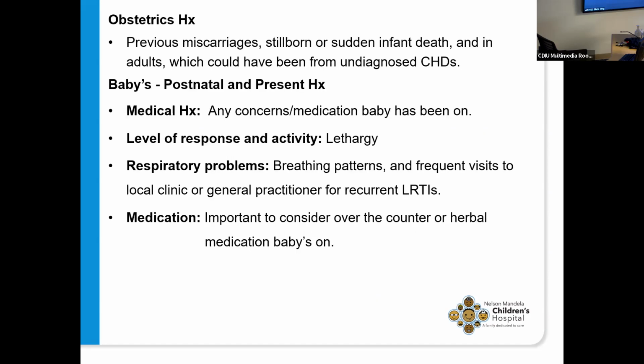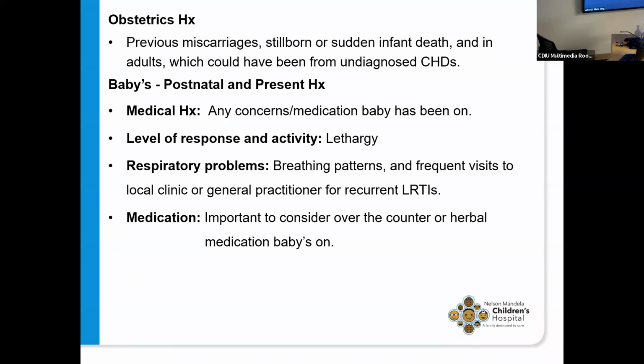And then the obstetrics history, we should find out if mom had previous miscarriages or stillborns or sudden infant death. Also, if maybe there was an adult who passed away unknowingly, this could be from undiagnosed CHDs. And then the baby's postnatal and present history, their medical history.